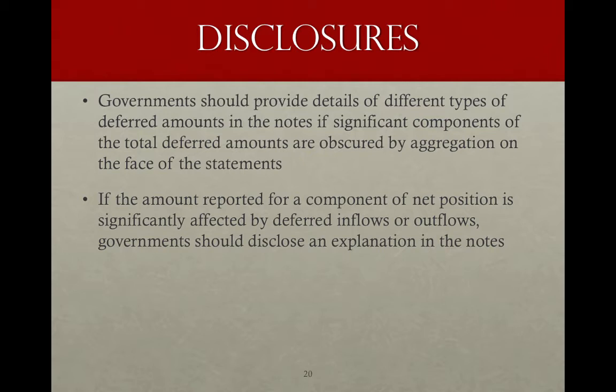There are some disclosures, not very many, that are introduced by Statement 63. And the first one is what I was just talking about. If they're aggregated on the face of the financial statements, the detail is presented in the notes. And then if there's an amount that's reported for a component of net position and it is significantly affected by deferred inflows or outflows, then the government should disclose an explanation of the nature of that effect on net position in the notes to the financial statements.